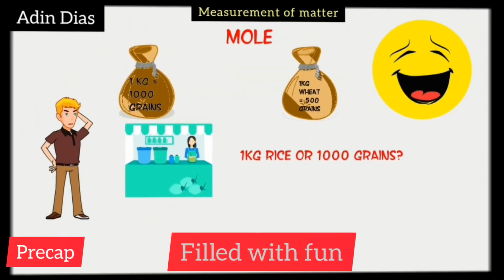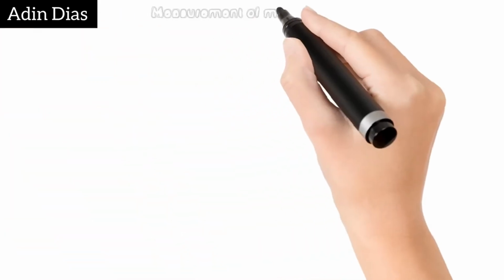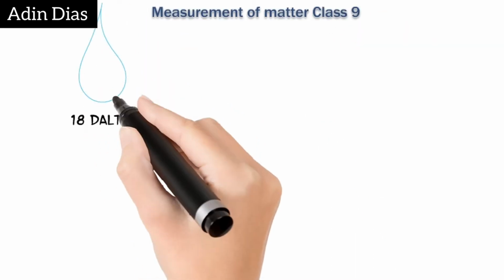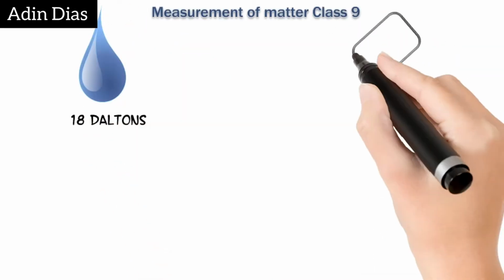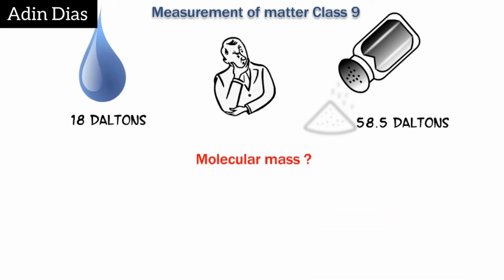1 kg rice? This is so funny. Obviously, earlier in the Measurement of Matter class 9, the molecular mass of water is 18 Daltons, and of sodium chloride is 58.5. How to find molecular mass?